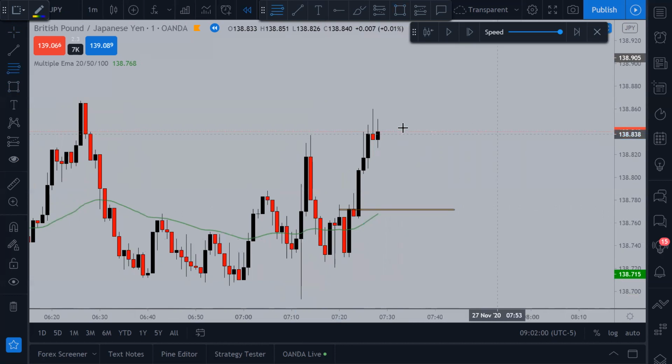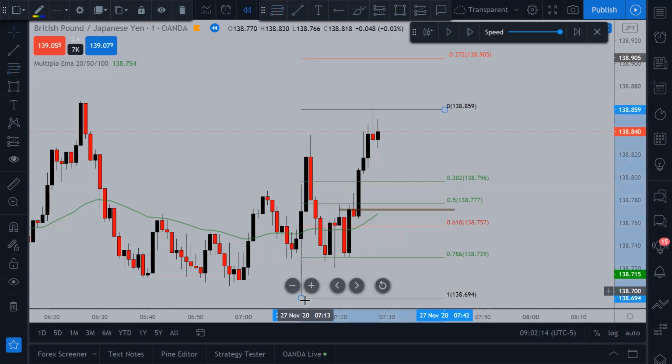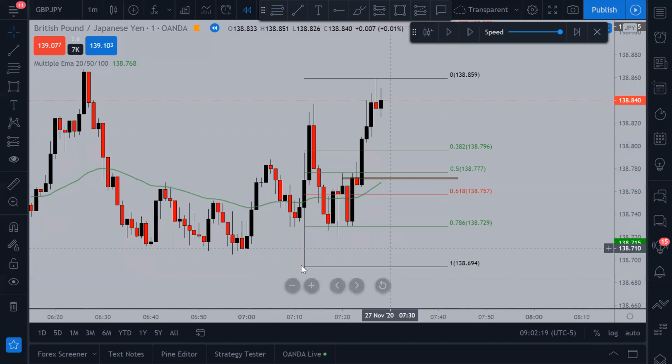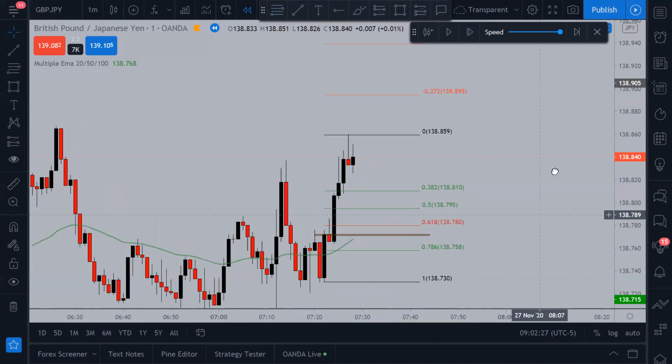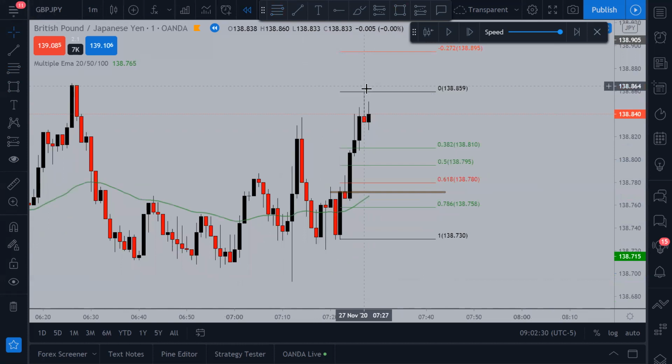Now, what you want to do is anchor your Fibonacci at the beginning of the move. Listen closely to what I'm saying: the beginning of the move. What we're normally taught is you go from the swing low to the swing high, from here to here. No, because that's not the beginning of this impulse move. You want to catch the beginning of the impulse, and you want to catch the end of it. As soon as it starts to turn, when it starts to retrace, that's where you want to put your other anchor.